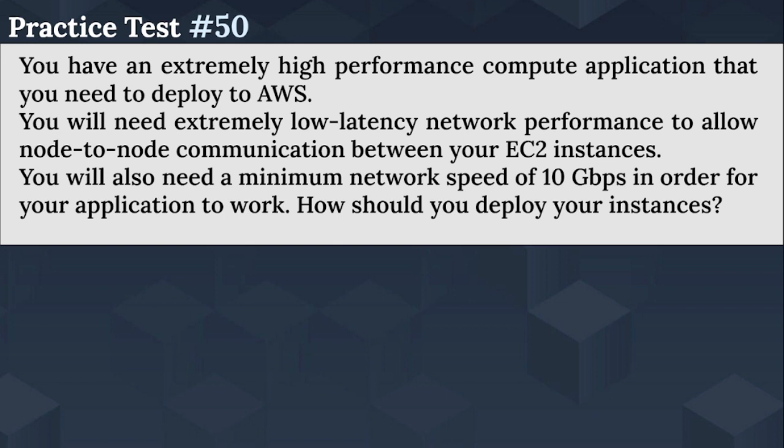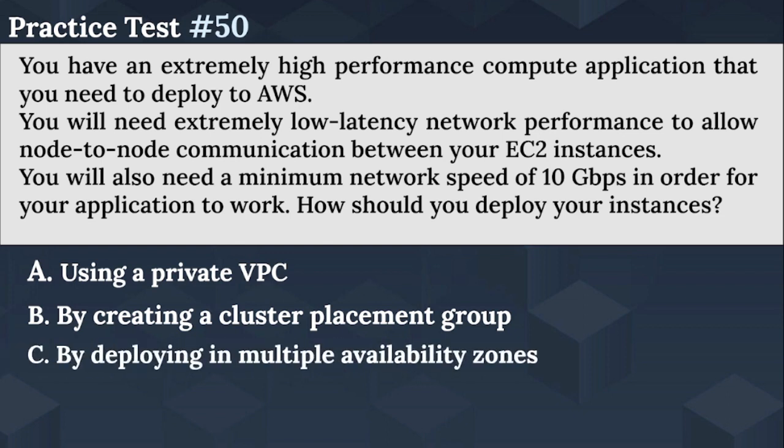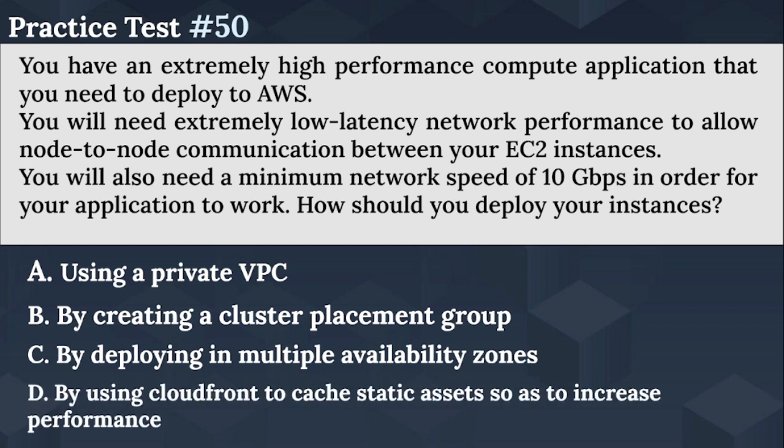So the options are option A, using a private VPC, option B, by creating a cluster placement group, option C, by deploying in multiple availability zones, option D, by using CloudFront to cache static assets so as to increase performance. Please select your answer in the next 5 seconds. 5, 4, 3, 2, 1.